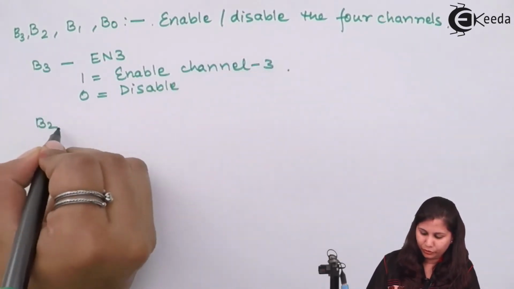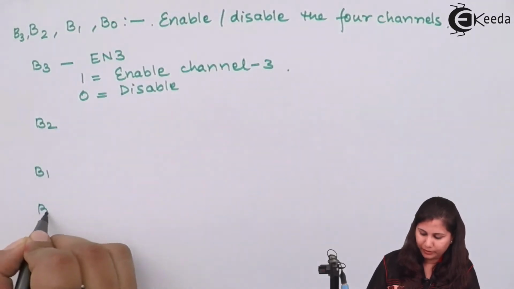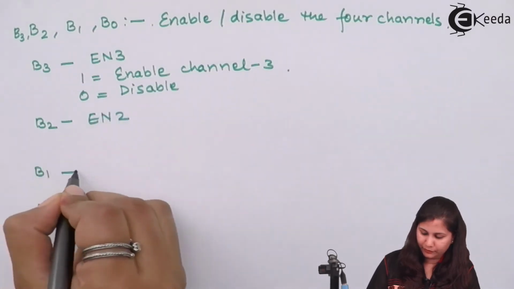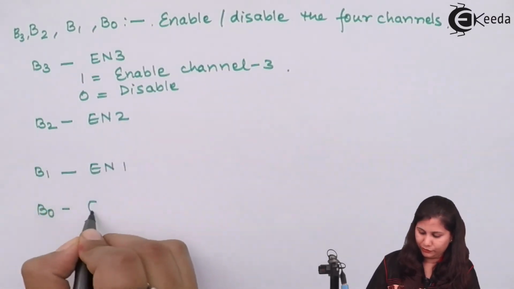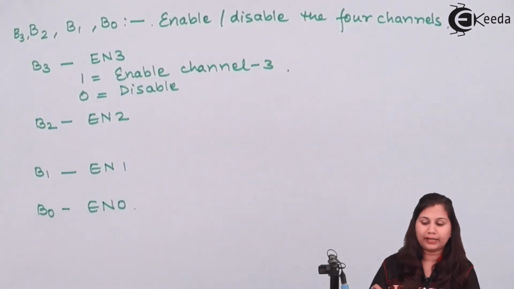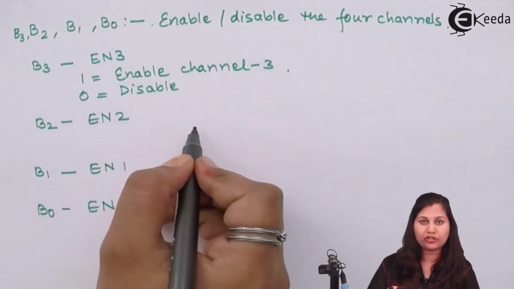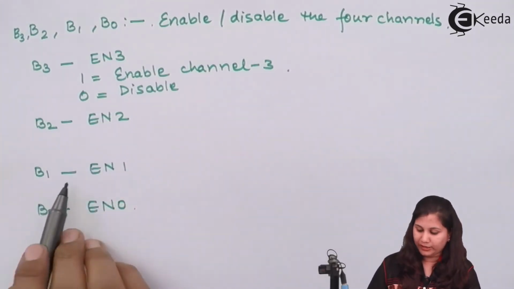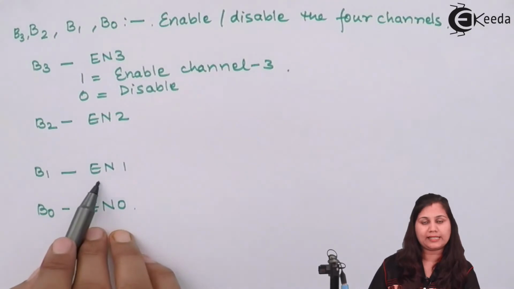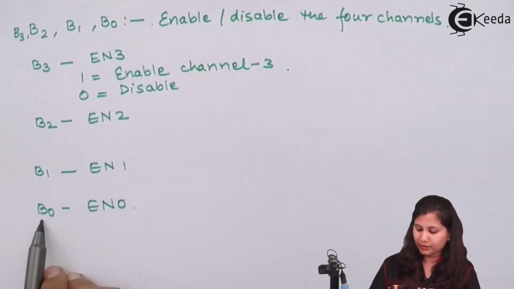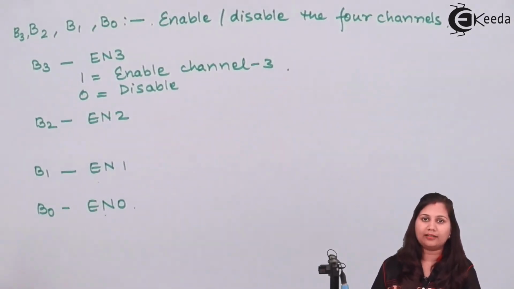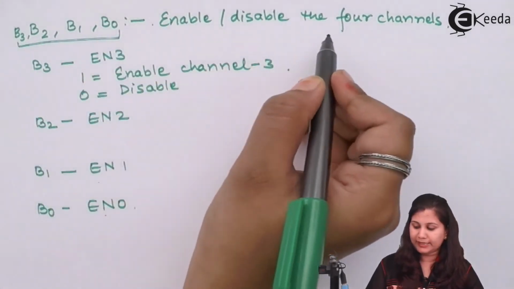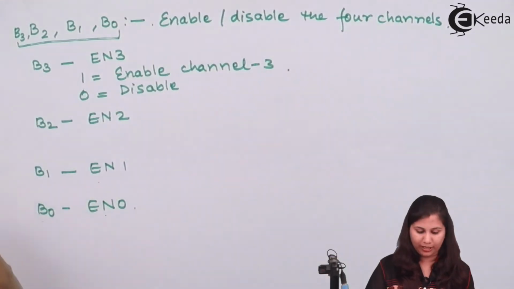Then we have bit number 2, bit number 1 and bit number 0. This is for channel 2, this is for channel 1 and this is for channel 0. Again, if it is 1, then it will enable channel 2, and if it is 0, then it will disable channel 2. If it is 1, then it is for enabling and disabling channel number 1, and this is for enabling or disabling channel number 0. So these 4 bits are the enable and disable bits for the 4 channels.